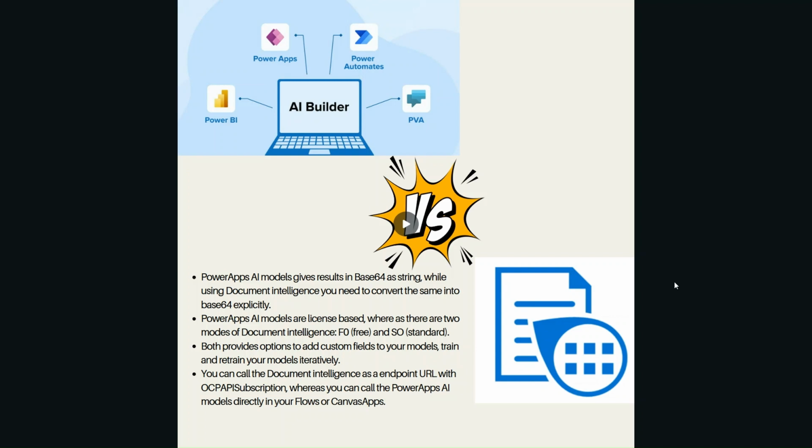Another difference is that Document Intelligence is accessed as an endpoint URL, which you need to call from, say, your Logic Apps or your Azure Functions by passing the Ocp-Apim-Subscription-Key. Otherwise, it will give an access error. Whereas Power Apps AI models are pretty straightforward. You can call them directly from your canvas apps. Any kind of authentication is not required.